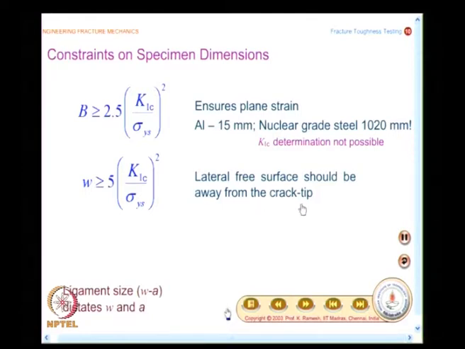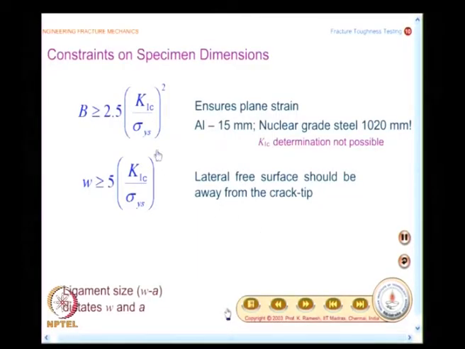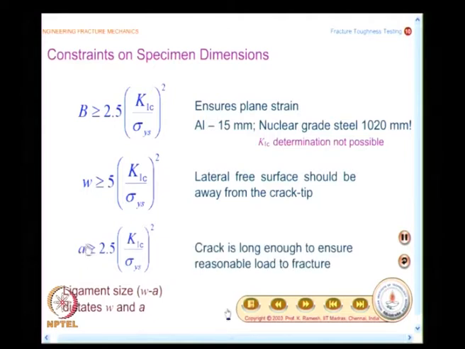We have already seen in the case of SIF evaluation, back free surface correction factor, front free surface correction factor. So, when you are going in for the fracture toughness testing, you would like to have the lateral free surface far away. So, you have a recommendation for what should be the value of W, and you also have a recommendation for what is the length of the crack A. It should be greater than 2.5 times (K1C divided by sigma ys) whole square.